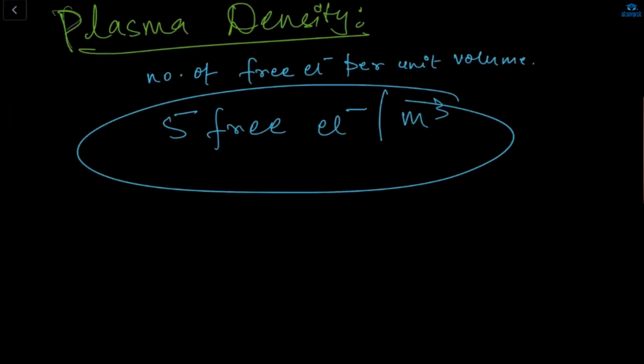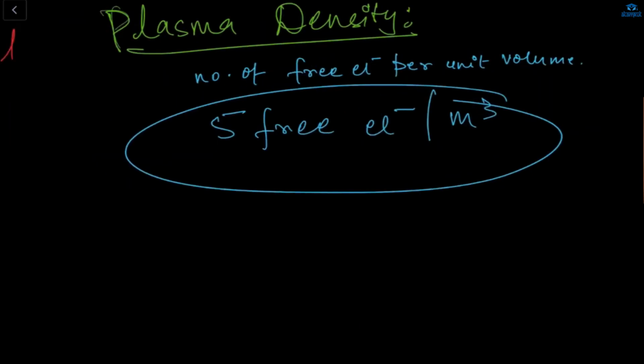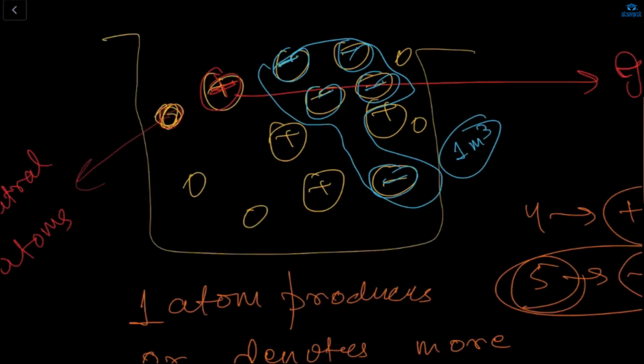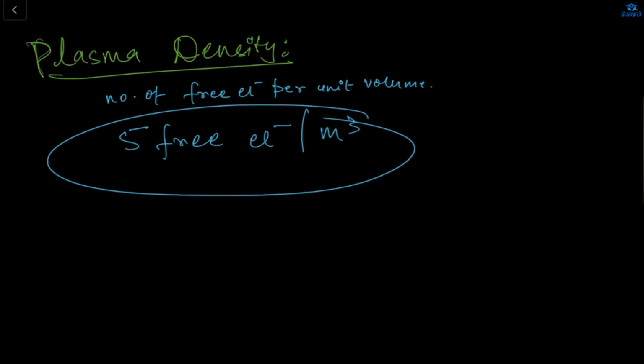Because plasma density is the number of free electrons per unit volume, and here the number of free electrons is 5: 1, 2, 3, 4, and 5. So we can say that the plasma density of this container is 5 free electrons per meter cube.